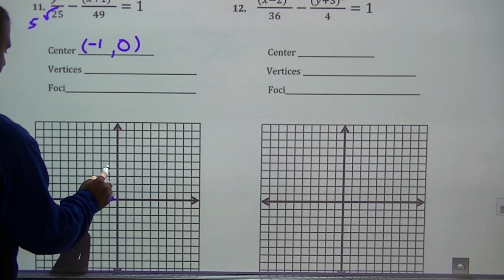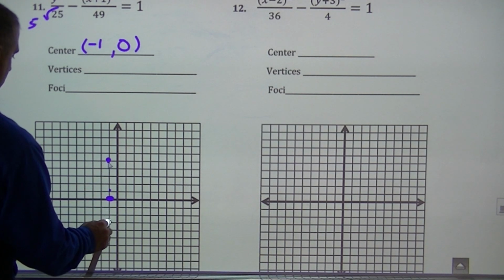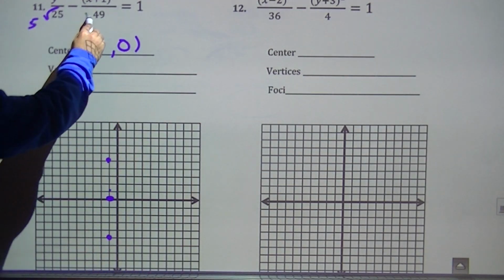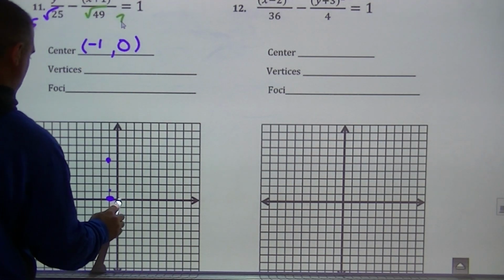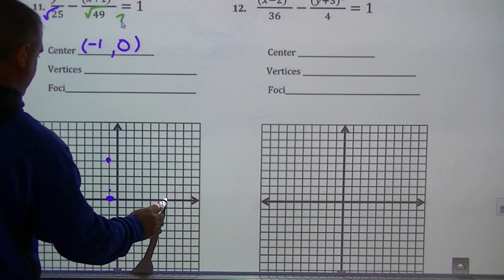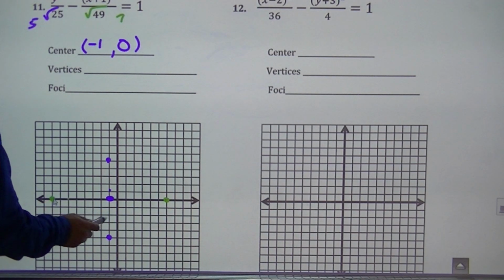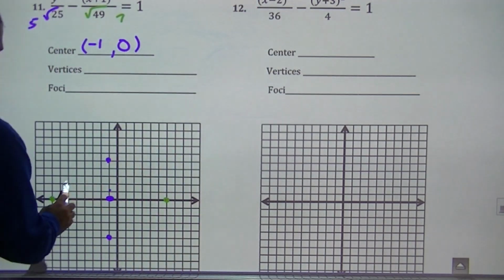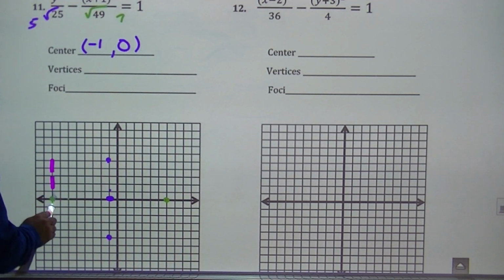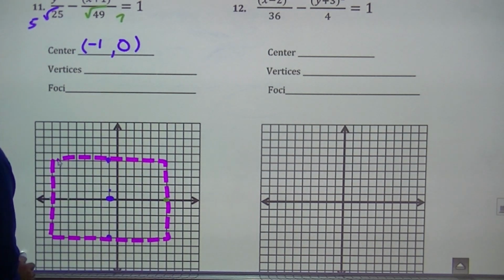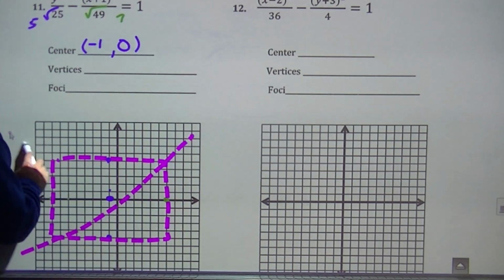1, 2, 3, 4, 5. There we go. Can we use a different marker for the other one? This one, take the square root, it's going to be 7. So 1, 2, 3, 4, 5, 6, and 7. So the idea here is that you make a little box and it goes through here, the diagonals.